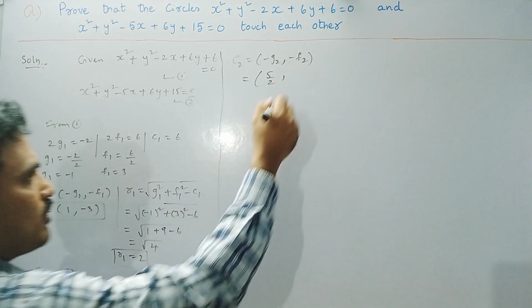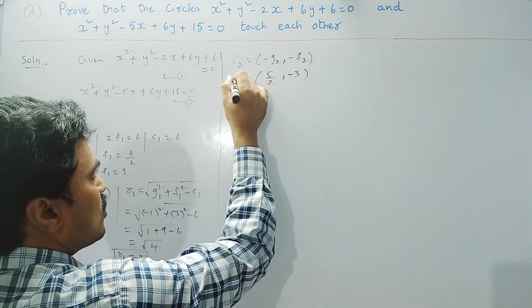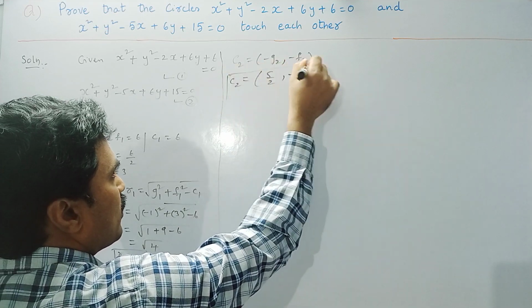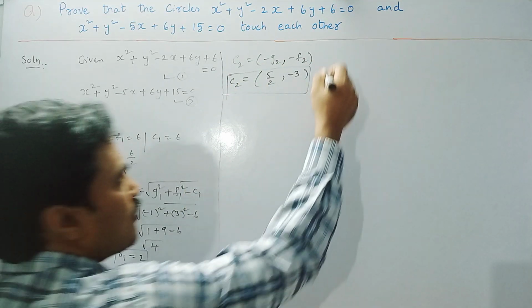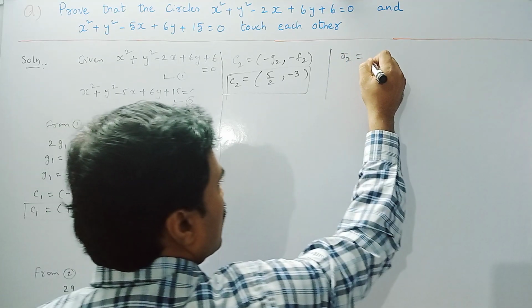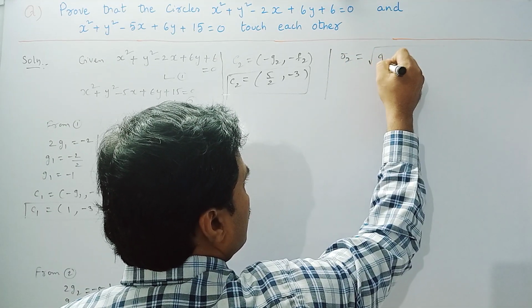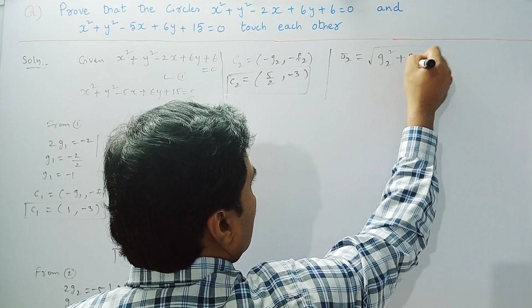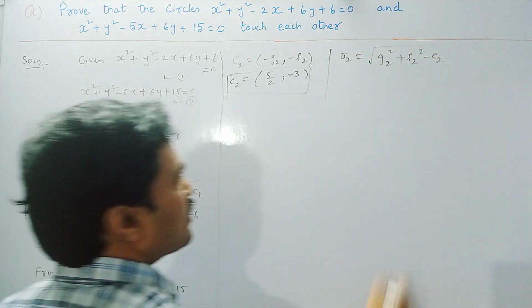Then here the F2 value is 3, so minus 3. So this is C2, so just put it in the box. And then from this we will find R2. So what is R2? R2 is equal to the square root of G2 square plus F2 square minus C2.